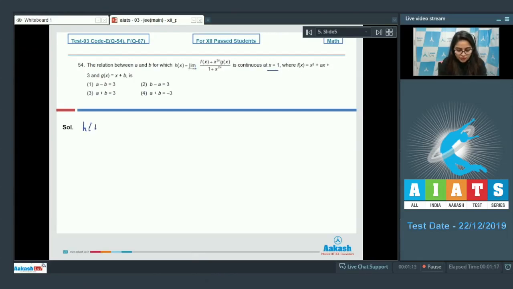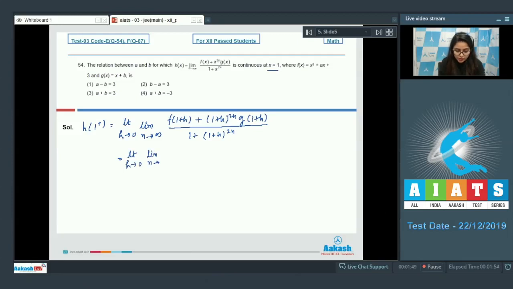So h of 1 plus is equal to limit h tending to 0, limit n tending to infinite of f of 1 plus h plus 1 plus h to the power 2n g of 1 plus h divided by 1 plus h to the power 2n. Here n is tending to infinite. Limit h tending to 0, limit n tending to infinite, just divide your whole function by 1 plus h to the power 2n in numerator as well as in denominator. So f of 1 plus h divided by 1 plus h to the power 2n plus g of 1 plus h, divided by 1 upon 1 plus h to the power 2n plus 1.